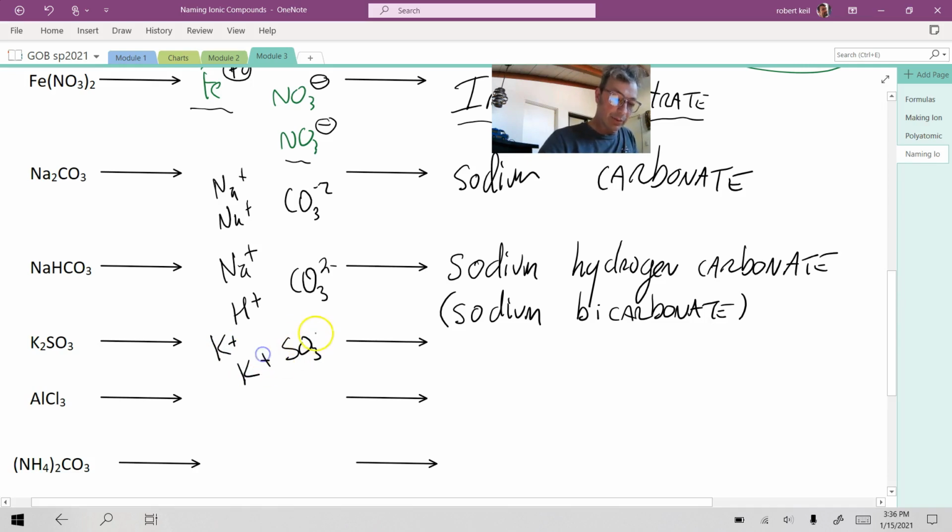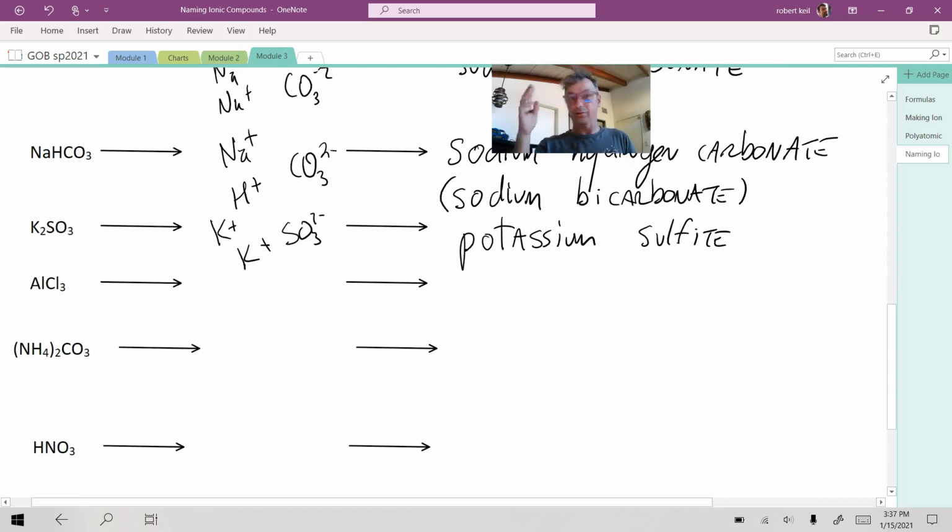So what happens with this one is people will call it potassium sulfate. So close, so close. So you have potassium, not dipotassium. Sulfite, right? So that's one of those kind of tricky ones. Either memorize it or look it up.